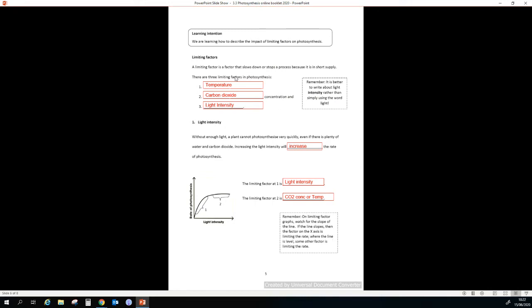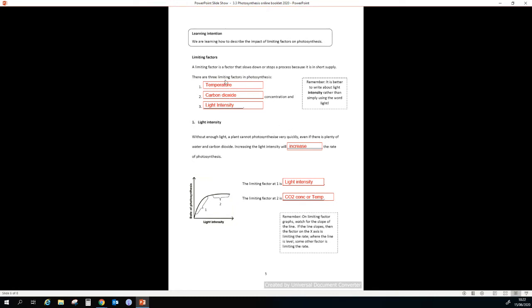So I talked about these three things being quite important for photosynthesis. We tend to call these the limiting factors. Some textbooks will put water in as a fourth. We don't tend to do that because when you look at the chemistry of it, it's a slightly different thing. So temperature, carbon dioxide, and light intensity. These are our limiting factors.